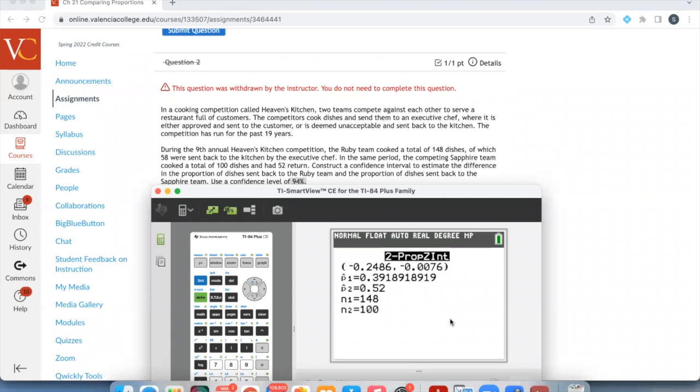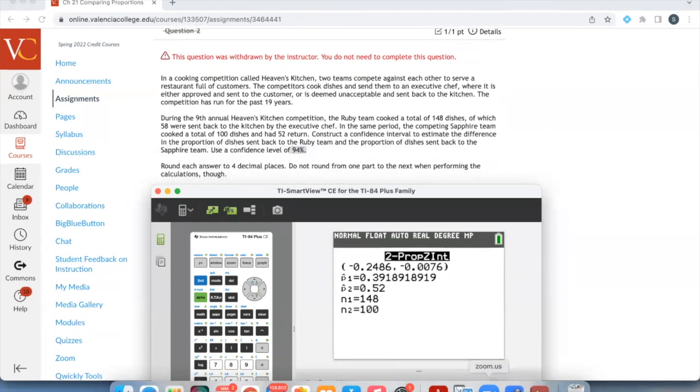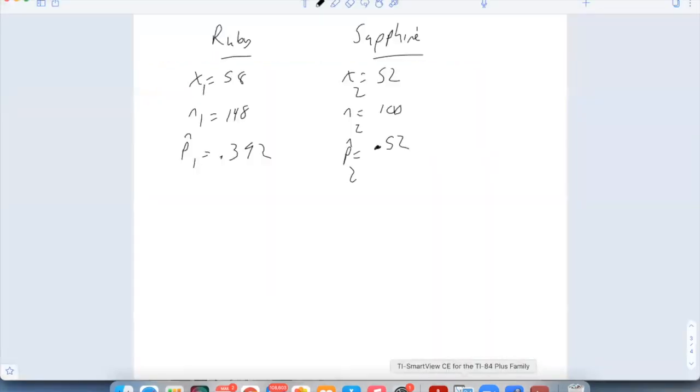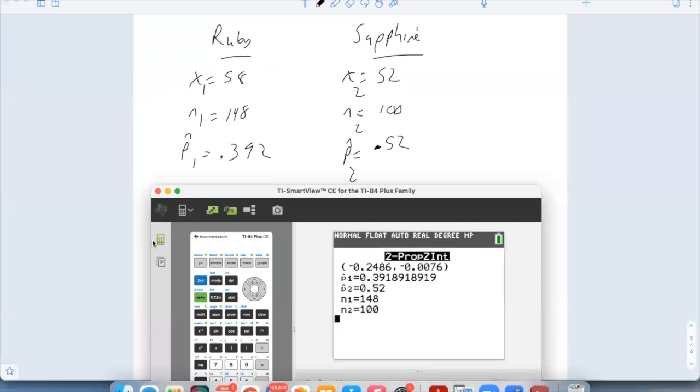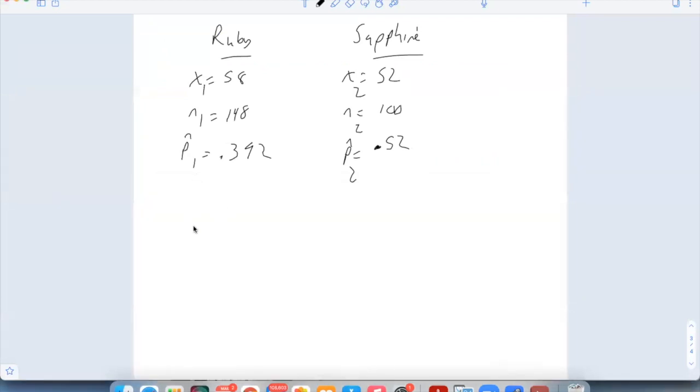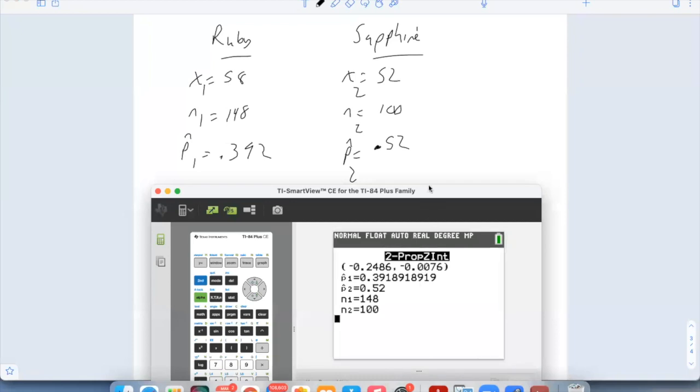And we got two negative numbers. Again, the reason we got two negative numbers is we chose the wrong group to be group one. But we're going to go with it. Let's write that down. So negative 0.2486 and negative 0.0076.